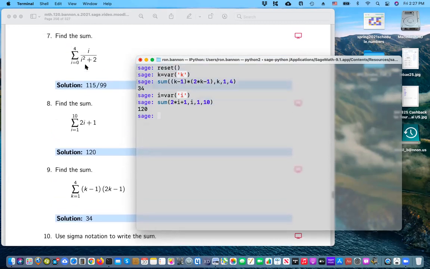All right, let's do number 7. And again, whoops, yeah, that's I. So I can do that, right? Sum. I've already defined I, right? I divided by, now the bottom has to be put in parentheses. And what is it? I squared plus 2. And again, I'm counting the indexes on an I. It starts at 0 and it goes off to 4. All right. 115 over 99. Yeah, again, I feel good about that.